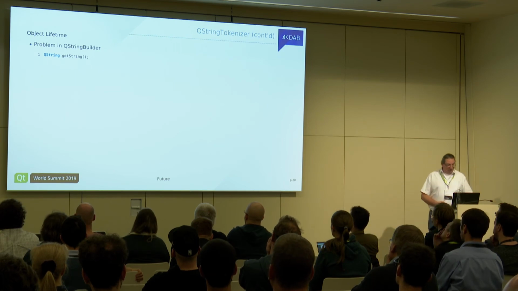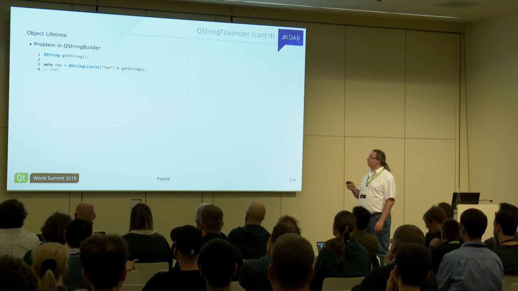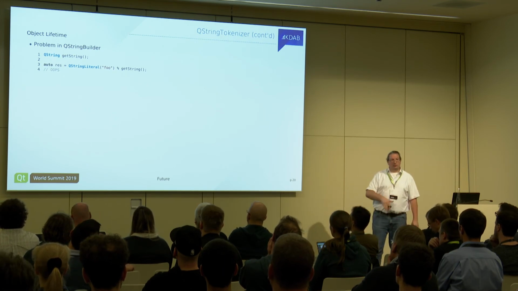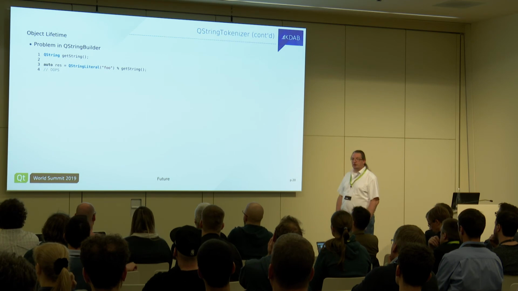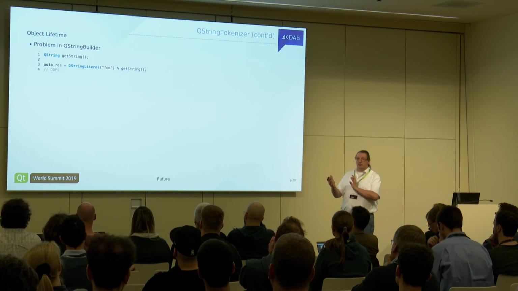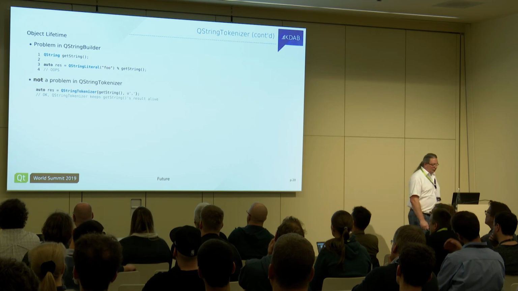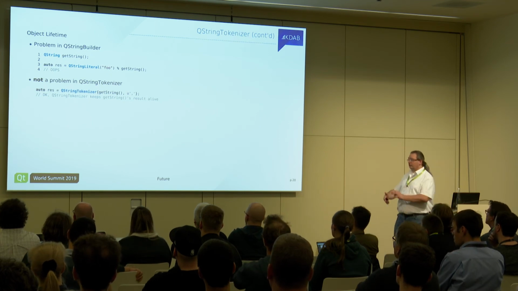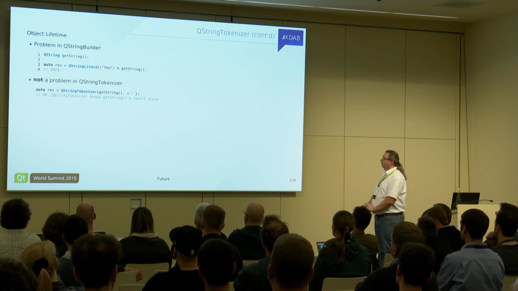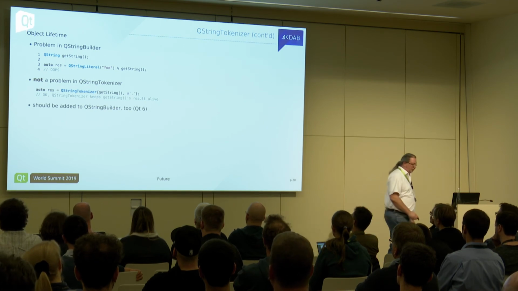So object lifetime is always a problem. You have some function that returns a string, and if you use a string builder expression and store it in an auto variable, and you execute the semicolon at the end, now you are referencing deleted content because the string builder expression does not keep the R value QString alive. This is not a problem with QStringTokenizer. It does the correct thing. So if you pass it an R value, it will store it inside. If you pass it an L value, it will store a reference.